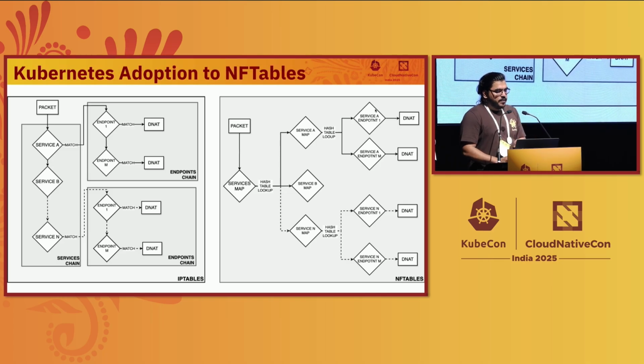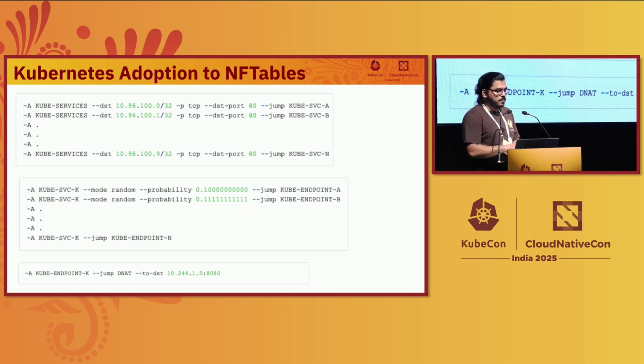For nftables, we have a map, and based on the packet headers, we directly do a constant lookup to find which service it should point to. After that, we have a second round of hash table in which we randomly select an endpoint, mapping which endpoint should serve the traffic.